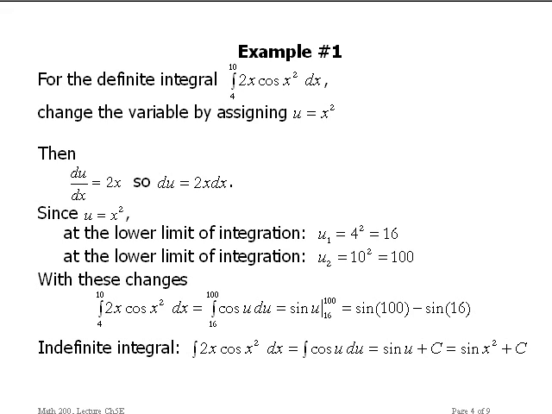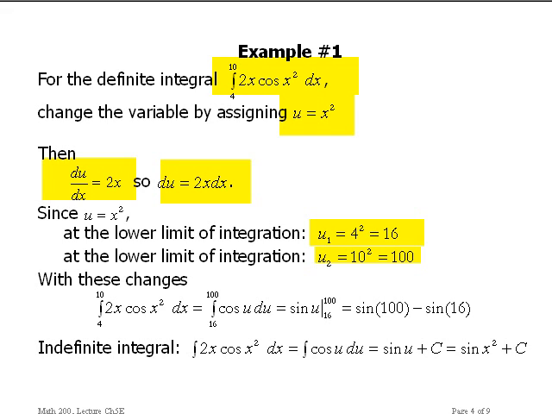I'm going to start with the definite integral from 4 to 10 of 2x times the cosine of x squared. I want to change the variable to u, and I will assign u to be what I think is the inside function. There could be more than one choice, but here let's just set u be x squared. Then I have to compute du by dx, which is 2x, and then I can say du equals 2x times dx. I need to change the limits of integration. At the lower limit, u would be 4 squared, which would be 16. At the upper limit, u2 would be 10 squared, which would be 100.